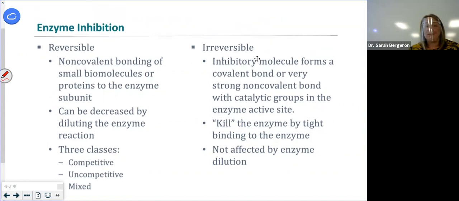The other way that you can have something bind is it's irreversible. It's a covalent bond, or it's a really, really strong non-covalent bond that's going to interact basically at the active site. And once it does, it's stuck. It is not going anywhere. So it actually kills the enzyme by blocking that active site, and the enzyme doesn't exist, and it never will. It'll never come back. And so whether you dilute the solution or not, if the enzyme's bound, you're done. So that's like the kill the enzyme, right?